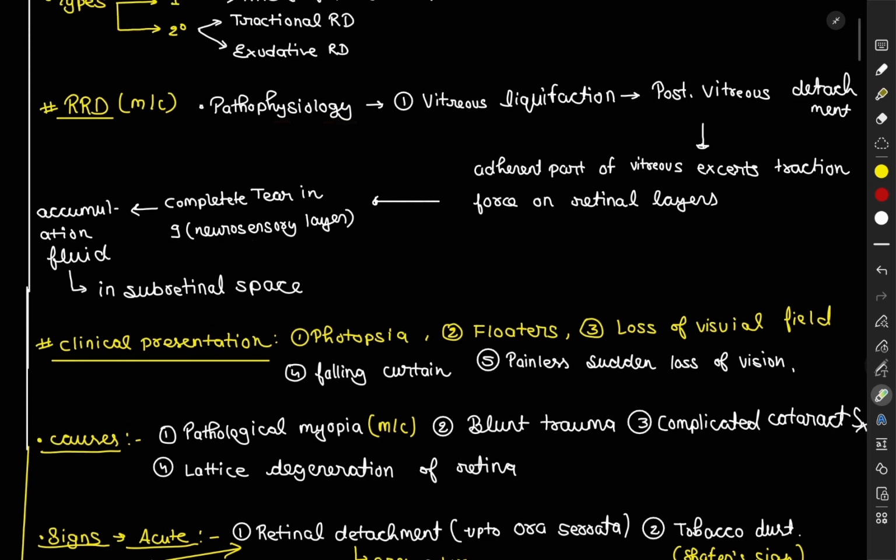Let's understand the pathophysiology behind this. Vitreous liquefaction starts due to a number of causes. When there is vitreous liquefaction, there is a posterior vitreous detachment, and the adherent part of the vitreous exerts a traction force on the retinal layer. For example, this is the eyeball, the vitreous is detaching here, and here is the vitreous adherent. This part will exert traction on the retina, causing a complete tear in all 9 layers of the neurosensory retina, which leads to accumulation of fluid in the subretinal space.